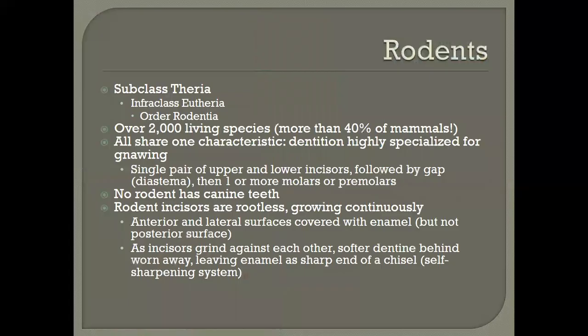This brings us to our rodent group, which makes up about 40% of mammals. We tend not to think about rodents necessarily at first when we think of mammals, but they are a lot of us. Their big defining characteristic is their specialized gnawing, with a single pair of upper and lower incisors followed by a gap, and then 1 or more molars or premolars. They do not have canine teeth. Their incisors are rootless and grow continuously, like we talked about with the rabbits. They need to eat continuously and file down these teeth, otherwise they get too long.